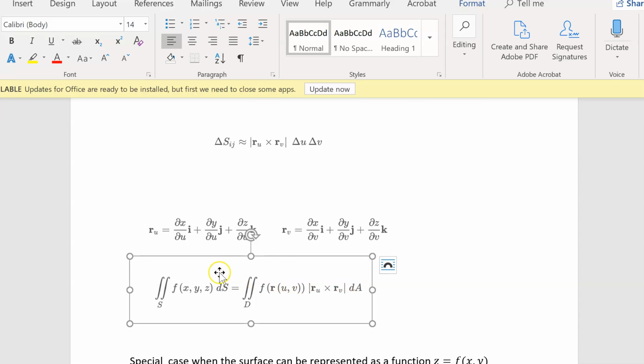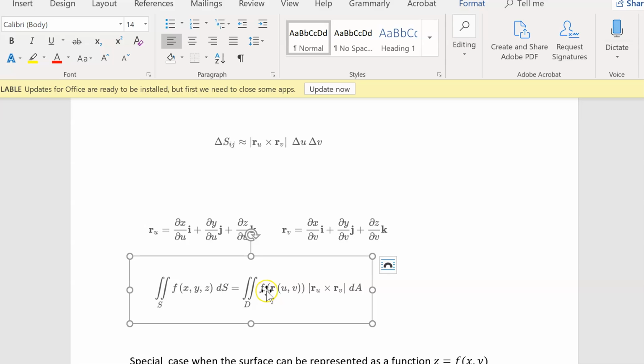So once again, what we're trying to do is integrate this function f over this surface S. That's the idea. So this is a function f, and I integrate it along the surface S. What we do is parameterize the surface by u and v, which in turn will parameterize x, y, and z.